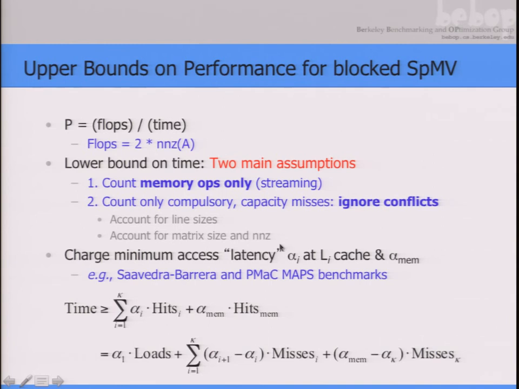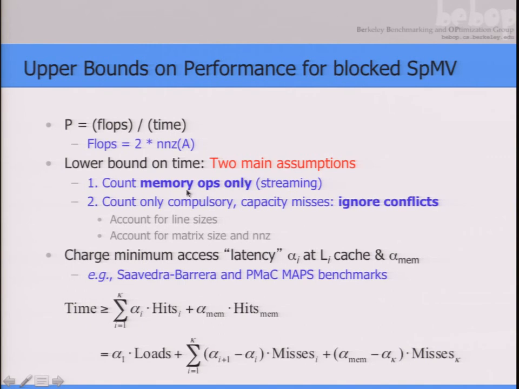So let me tell you what this very simple performance model is going to do. It's going to look at all the different levels of the memory hierarchy. This is all sequential code, so I'm just worried about L1 and L2 and DRAM kind of stuff. The total number of flops will be twice the number of non-zeros, so I won't count the extra 0 entries. And to get a lower bound on time, I'm going to make two assumptions.